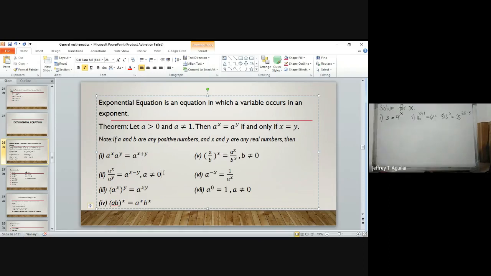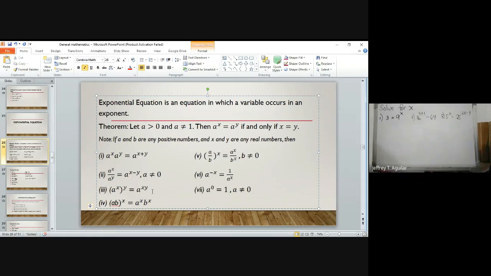How about the second property? It says here that if you have a to the x as your numerator and a to the y as your denominator, if only they have the same base, then you can just copy the base and subtract exponents. But make sure that your a here should not be equal to 0. It's because this is a fraction, and if our denominator is 0, it will become undefined. Aside from the fact that our a here should be an element of positive numbers greater than 0.